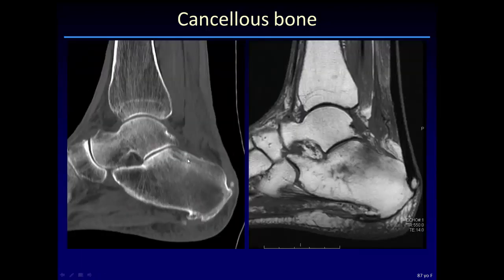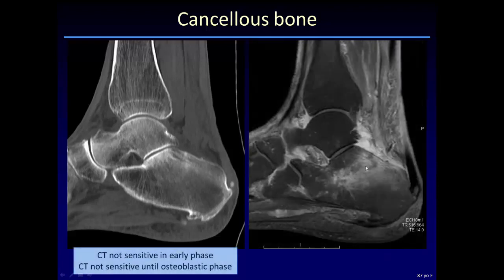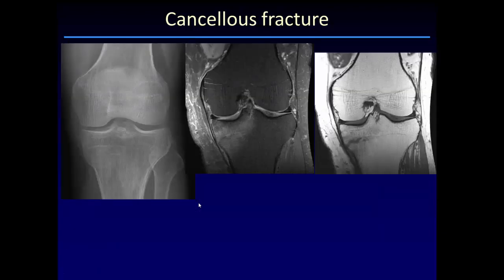That sclerosis is difficult to appreciate on x-rays and even on computed tomography. Here we see an example of some subtle sclerosis crossing the major weight-bearing trabeculae of the calcaneus, some patchy, irregular edema shown here on the T1, and very intense edema in the surrounding tissues and in the bone shown on MR. So CT is not particularly sensitive until the osteoblastic phase starts and the bone starts to heal.